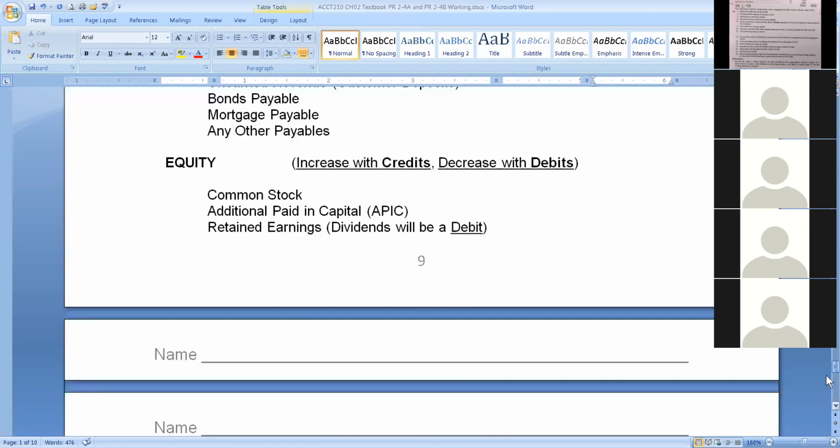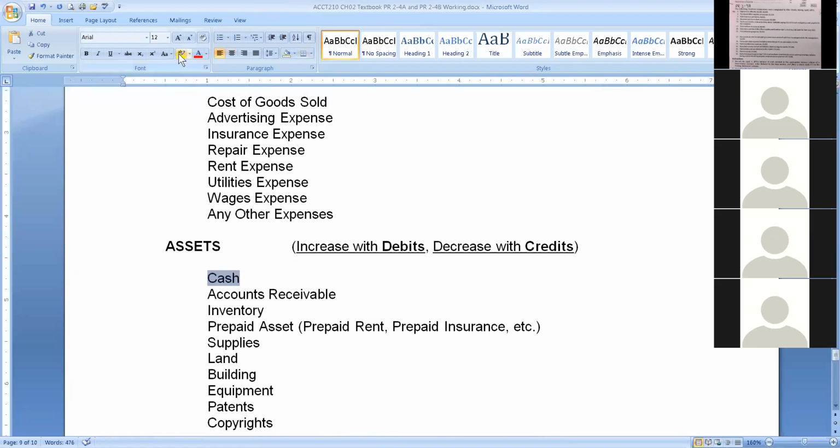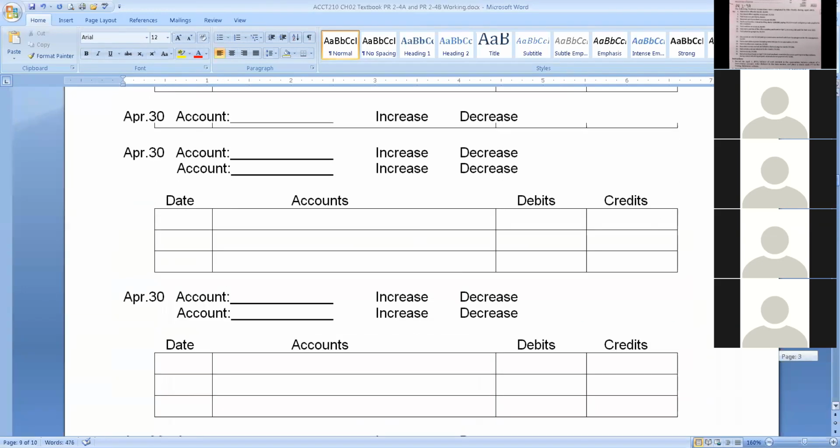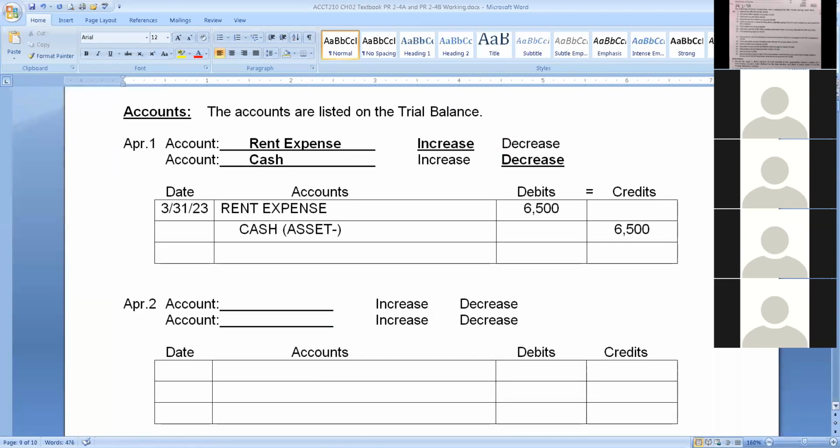Now, you can also look down here and we have cash, an asset, it's going down. But truthfully, if you're in a hurry and have better things to do than make journal entries, when you get one side of it, you know what the other half is.